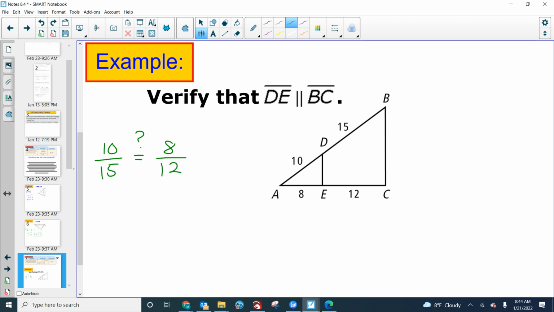All right. 10 15ths reduces into 2/3. 8 12ths reduces into 2/3. They are equal. So what's our conclusion? Therefore, DE must be parallel to BC by the converse of the triangle proportionality theorem. And I'm not going to make you write out by the converse of the triangle proportionality theorem.